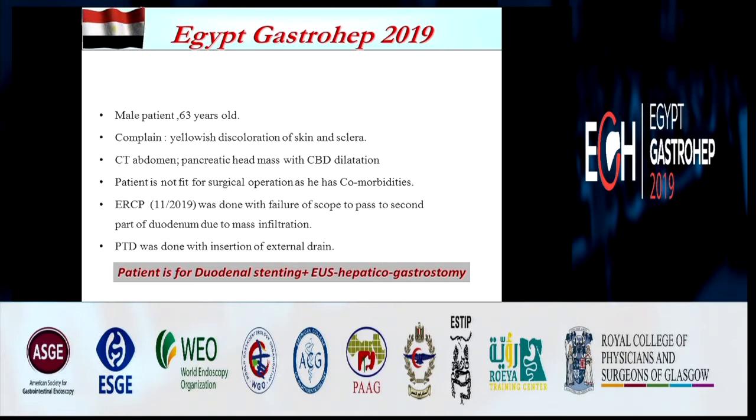ERCP in November 2019 was done with failure of scope to pass to second part of the duodenum due to mass infiltration. PTD was done with insertion of external drain. The patient is for duodenal stenting plus EUS hepatico gastrostomy.